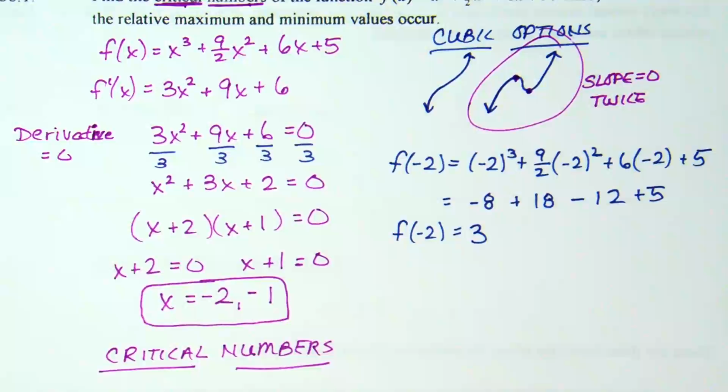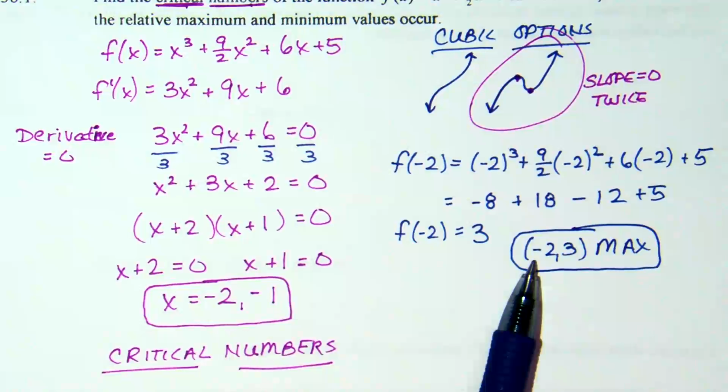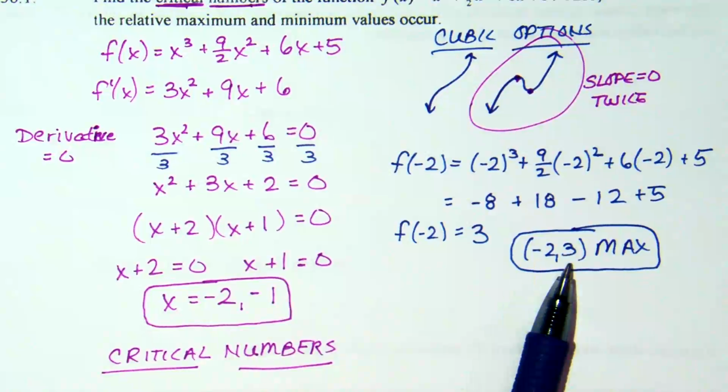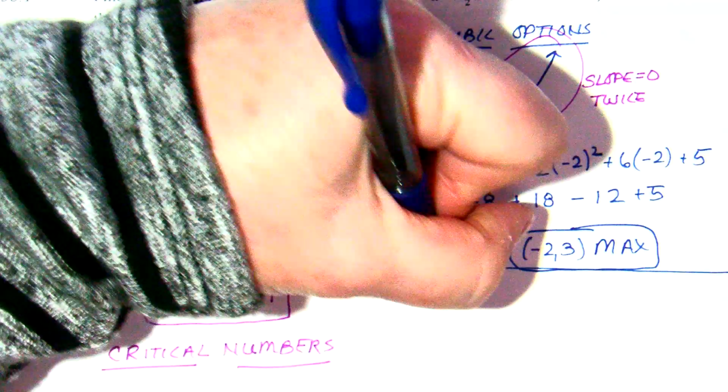So what's my ordered pair here? -2, 3. And is this a max or a min? It's a max. Because it's a cubic, and as we move left to right, our max comes first. So if you're asked, where does the max happen? The max happens at -2. What is the maximum value? The maximum value is 3. And we can do this other one also, right? What was my other one? -1.